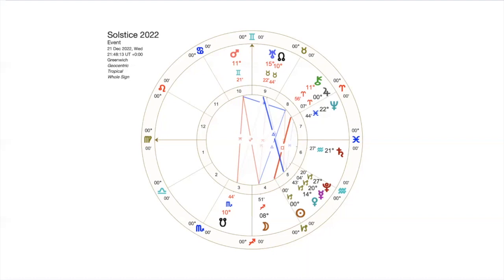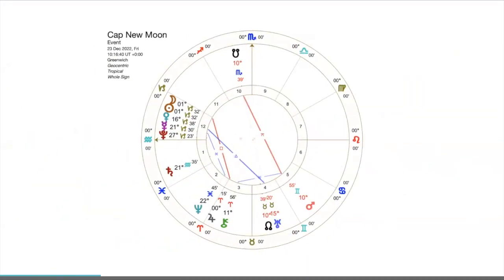I don't think we're going to see very much in the way of cooperation that will lead people to resolve things. That might not happen until there's a really, really big shift coming by the end of March, when Pluto and Saturn change signs. Right, let's have a look at the new moon now.